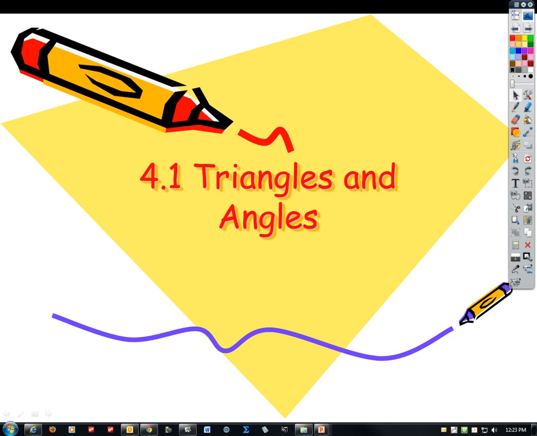The first couple of sections are just talking about how we deal with triangles. How do we categorize triangles? How do we talk about them? What's the vocabulary that goes with triangles? And then we'll start getting into some more analytical stuff later on in the chapter. But this is really just an introduction.